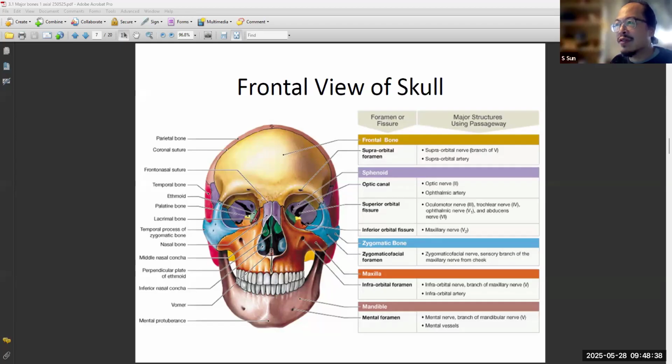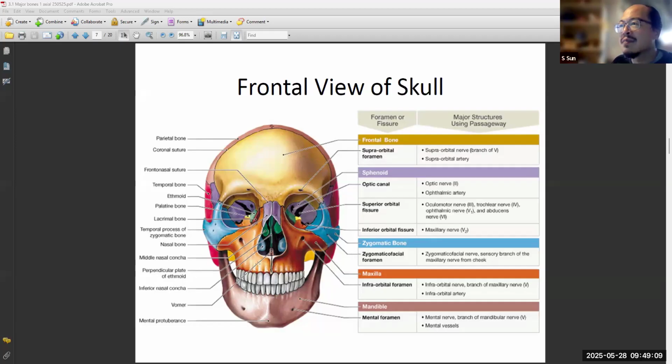We have the frontal bone, zygomatic, sphenoid. I hope it's saying here. Right here, yeah, sphenoid. So this purple thing is sphenoid. And then ethmoid, and then lacrimal. So those form our eye socket. And then condyle, yeah.